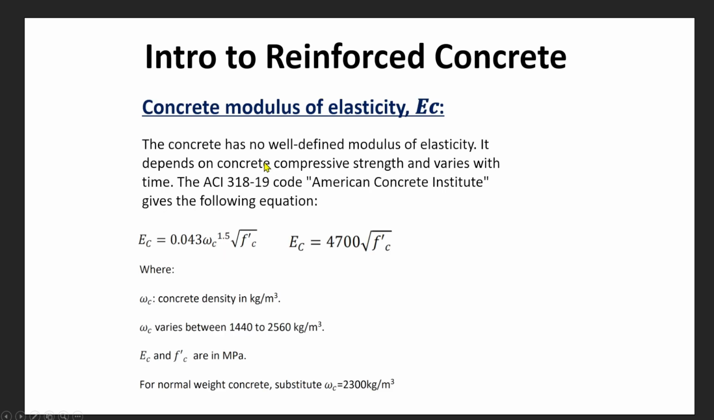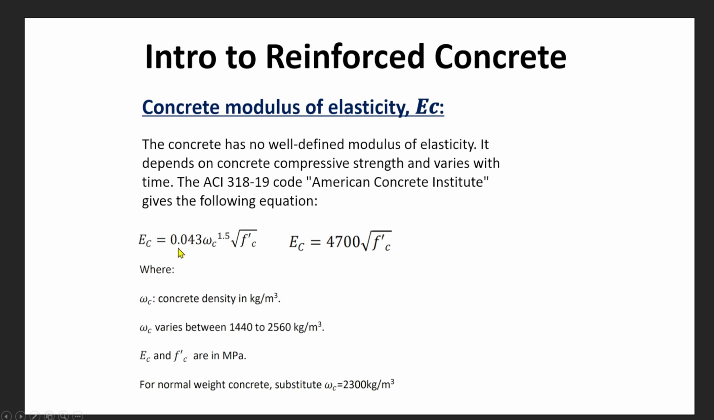The concrete modulus of elasticity, in the linear stage of the stress strain diagram, EC for the concrete here is about 4,700 square root of FC prime. Why is that? Because we have this equation from the ACI code, and it varies with time. This factor EC, and this is the equation in general.